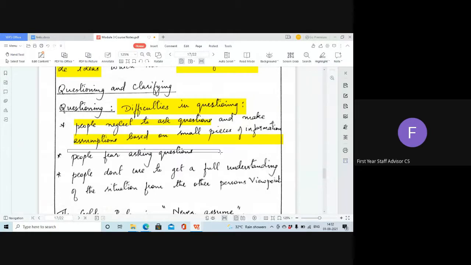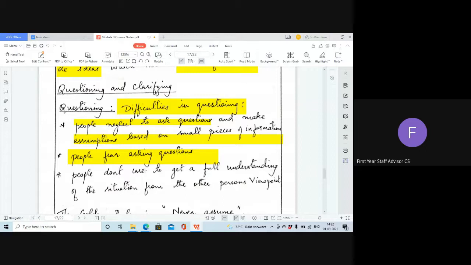Then people fear. This is the most important point. It should be noted. People fear asking questions. Why do you fear? Because people are here to answer what you are asking. So just don't fear. Maybe you fear because you might feel that your question may not be at that particular level, that you are asking some silly question. Even if it is a silly question, as we said in brainstorming, this will make others think. So whatever question comes to your mind, you can ask, and only by asking questions will you be able to study well.